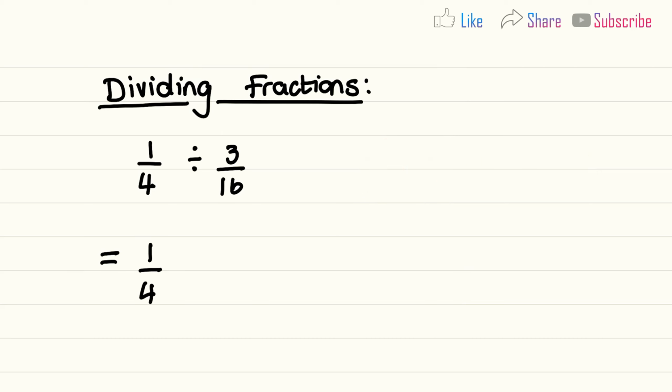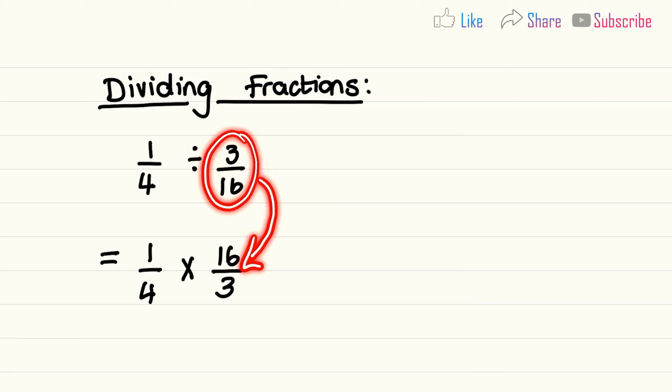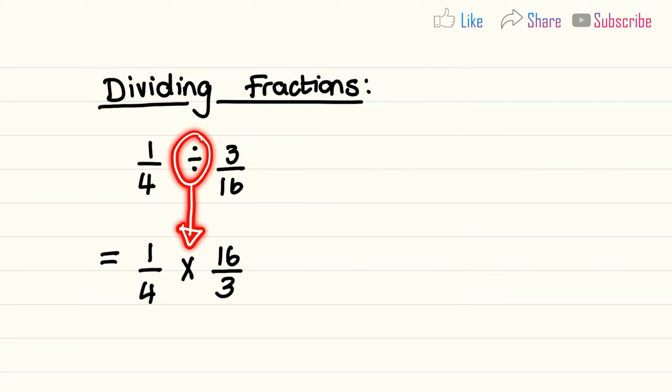So what I'll do is I'll change the division into multiplication. And then, after I've made that change, I will tip the fraction. So I'll write the 16 as the numerator and the 3 at the top as the denominator. So what we have done is we have tipped the fraction and we have changed the division to times or multiply.